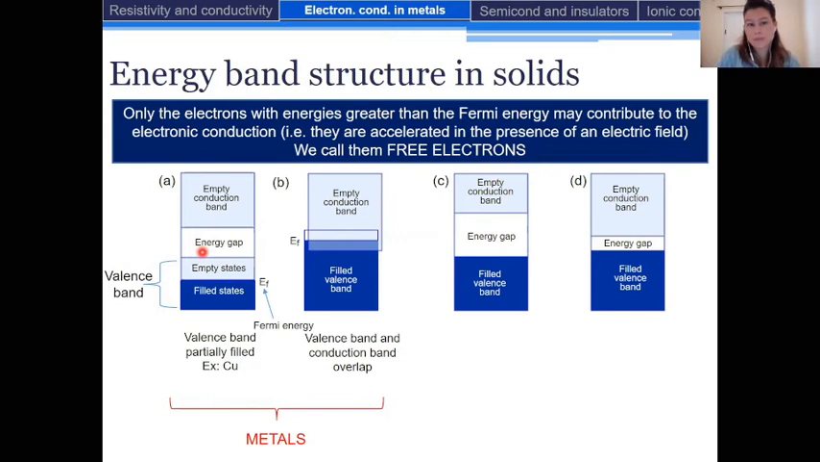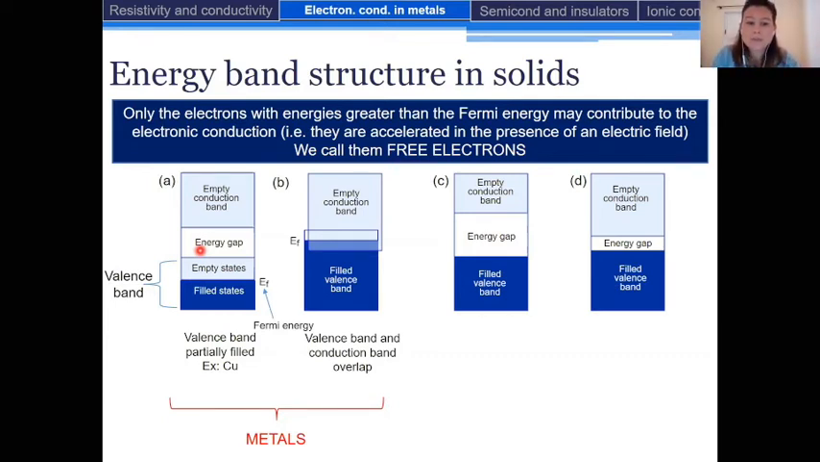So only the electrons with energies greater than the Fermi energy may contribute to the electronic conduction. This means that these electrons can be accelerated in the presence of an electric field, and we call these electrons the free electrons. And so we are going to better describe and attribute this energy band structure to the different kinds of materials.